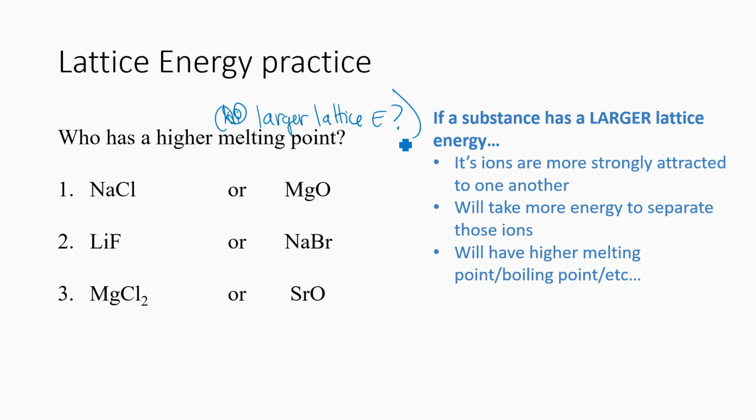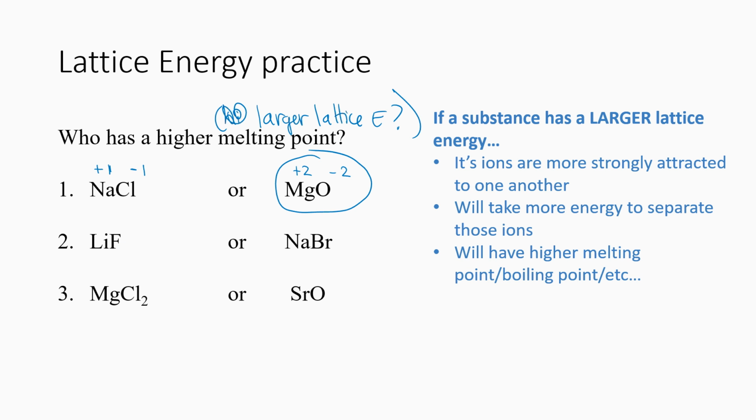Okay, so let's make some comparisons here. Let's look at sodium chloride versus magnesium oxide. Sodium chloride: sodium forms a +1 ion, chloride forms a -1 ion. Magnesium forms a +2 ion, oxygen forms a -2 ion. So if I make the comparison here, MgO, the ions have larger charges, so they're going to be more attracted, so it's going to have a larger lattice energy.